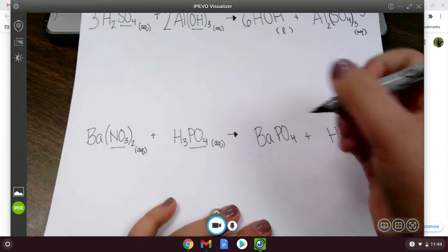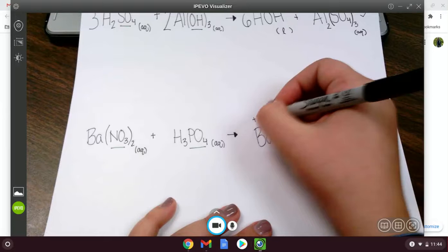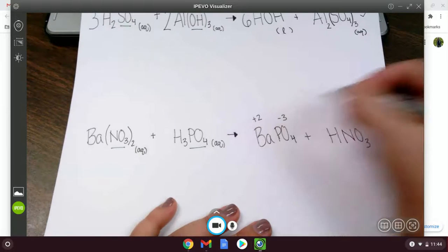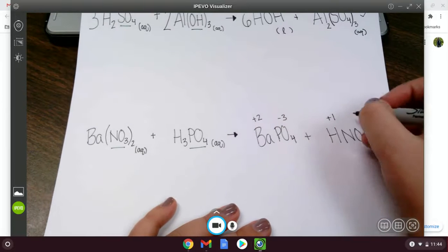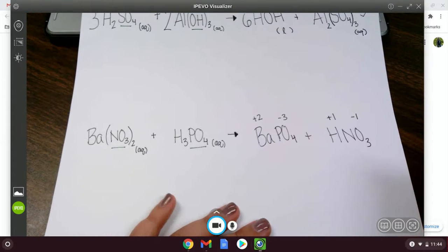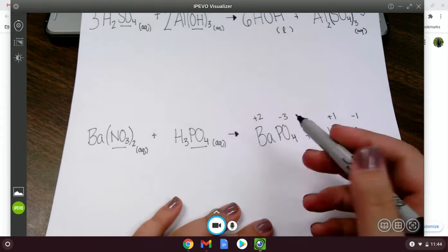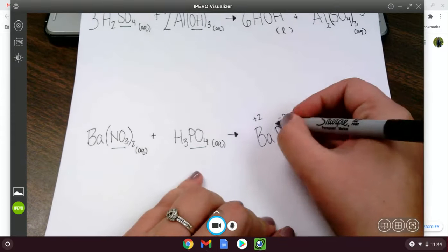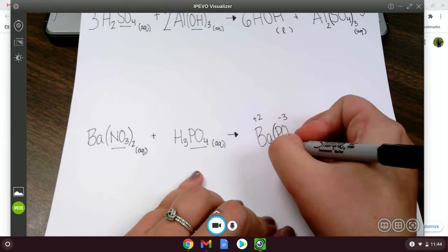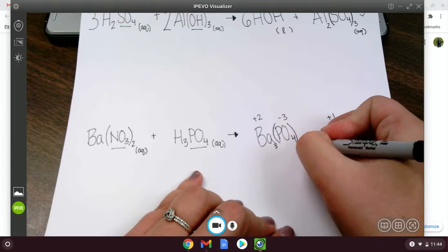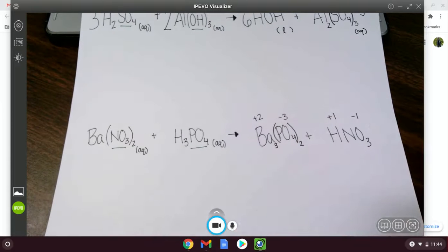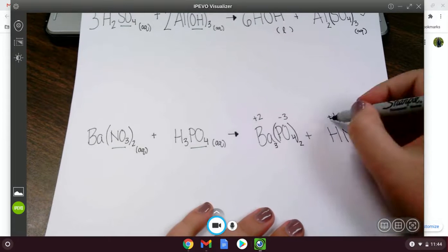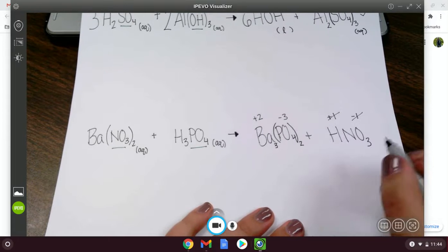Again, determine the charges. Use your periodic table for this. Okay? By now, we may have some memorized. That's okay. That will just make your life a lot easier. So, barium has a +2. Phosphate has a -3. Those do not cancel out to 0, so I have to switcheroo. So a 3 will go to my barium, and a 2 will go to my phosphate. A +1, -1, goodbye. Those cancel out to 0.